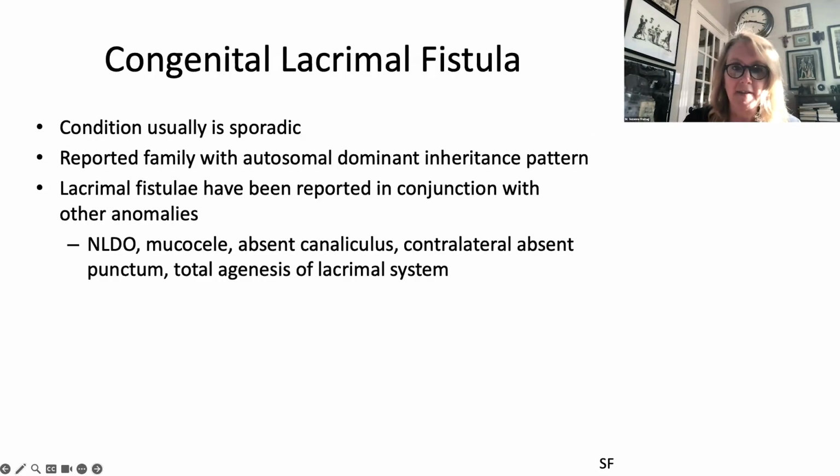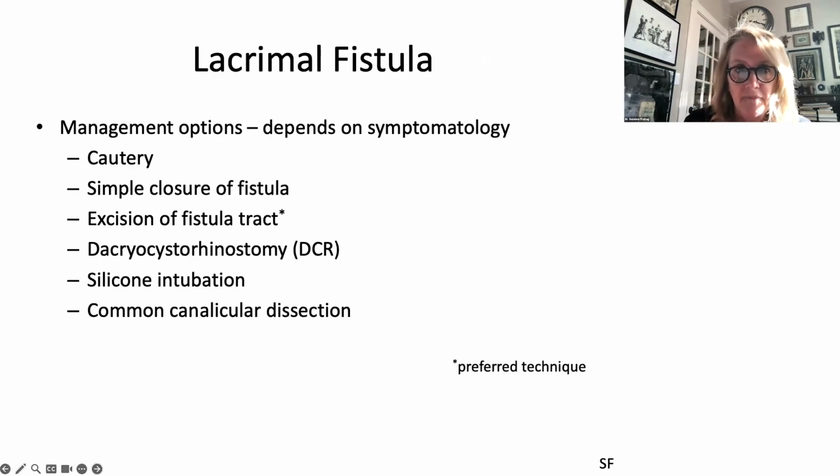The condition is often sporadic, but can be autosomal dominant. And these fistulas have been reported in conjunction with other anomalies such as nasolacrimal obstruction, mucocele, absent canaliculus, contralateral absent punctum, total agenesis of lacrimal system. So clearly, if there's a fistula, something's not right with the lacrimal system, and there may be other lacrimal anomalies. Next.